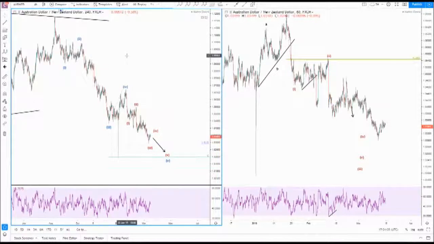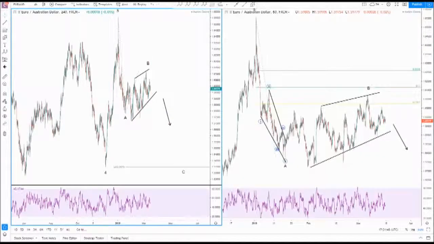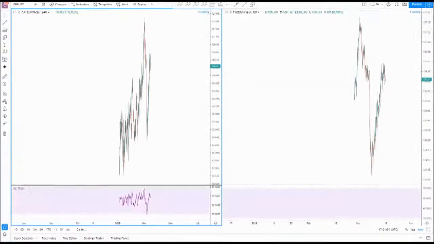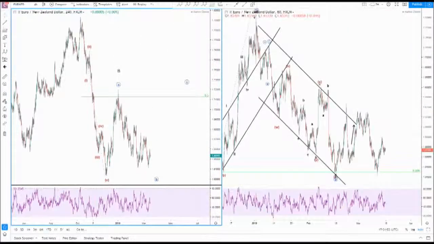And again, that helps us bias ourselves. As we saw in those Euro crosses, we saw Aussie strength possibly, right? And we saw the Kiwi not really giving us much, right? Possibly some strength. Possibly some weakness, I should say.